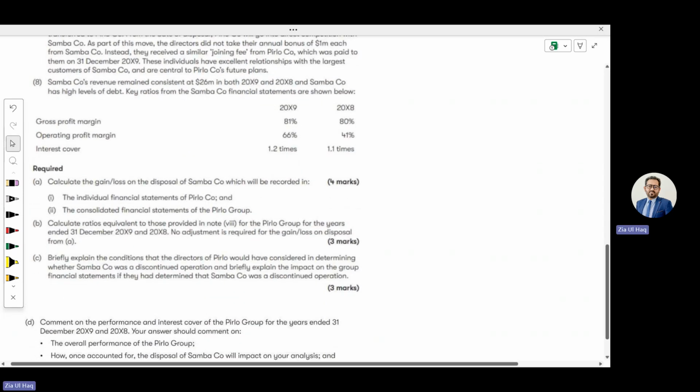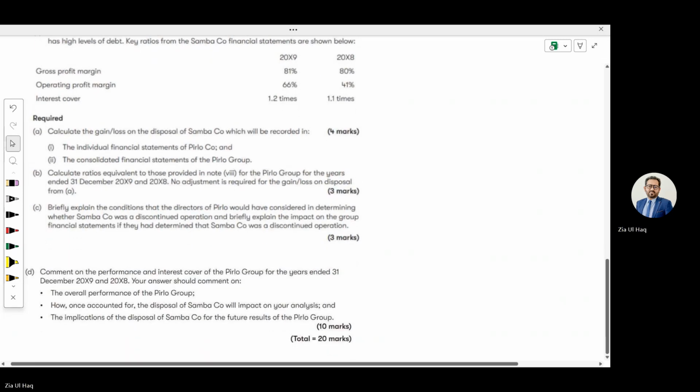So there are 4 requirements in the question. Altogether it is a 20 marks question. Requirement A is for 4 marks, requirement B for 3 marks, requirement C for 3 marks, and requirement D for 10 marks, 10 very good marks. Requirement A: calculate the gain or loss on the disposal of Samba company.